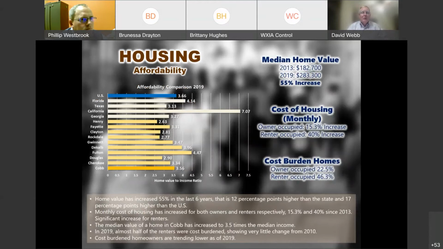I mentioned multifamily, and this has a lot to do with affordability. In 2013, our Cobb County median home value was $182,700. Our best numbers from official government sources in 2019 was $283,300, a 55% increase. Those of you who love to see your home pop up on Zillow and check out its value, we all know that these numbers have rapidly changed as well.